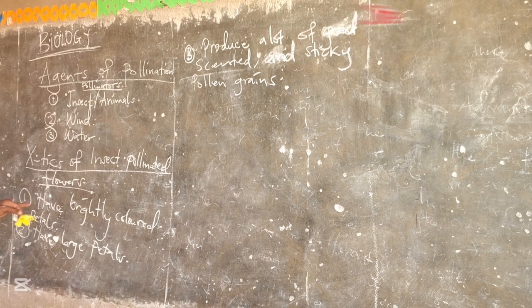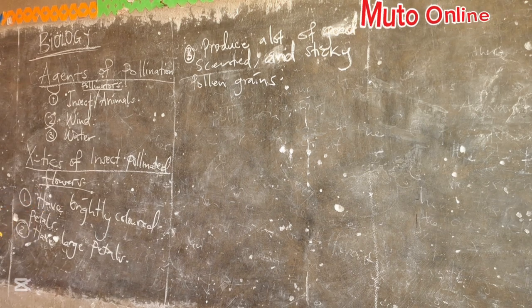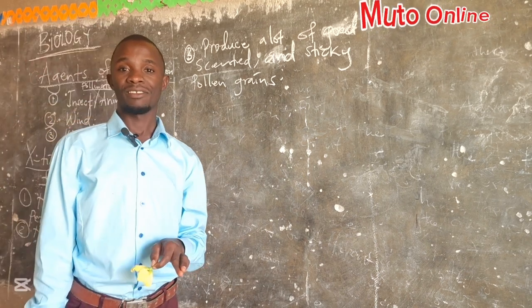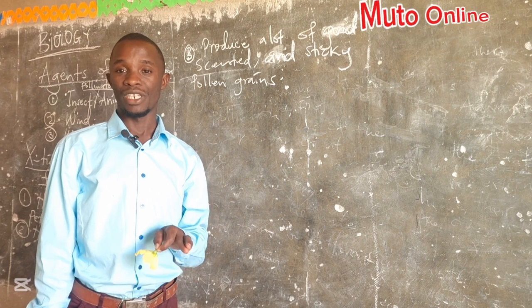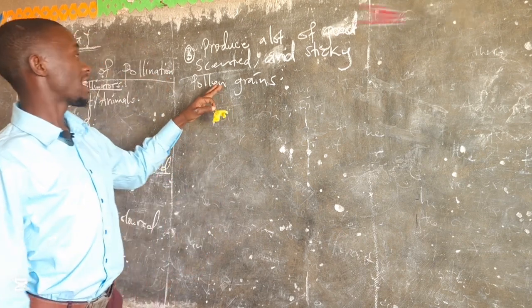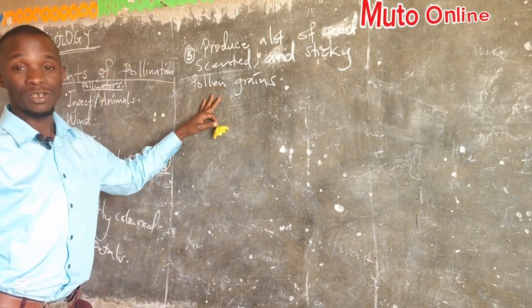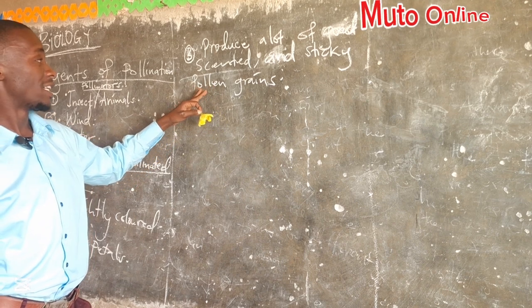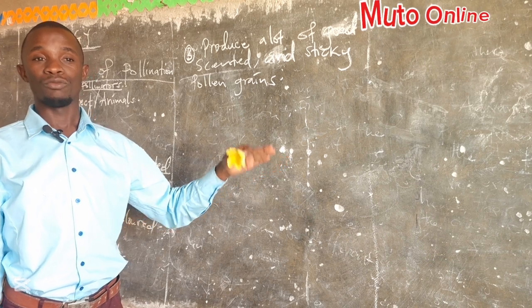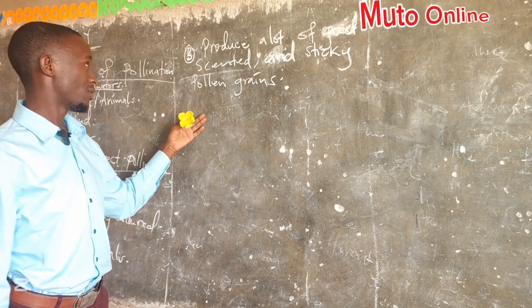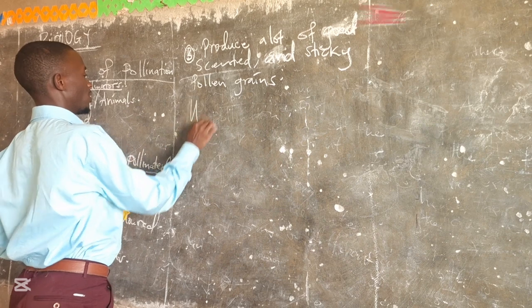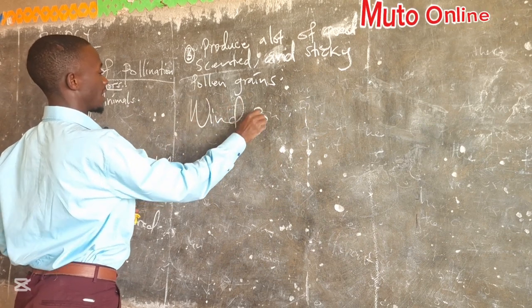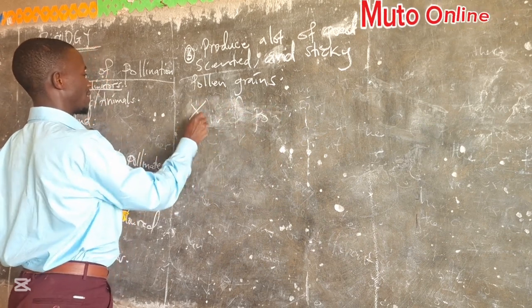So among them, we said they have brightly colored petals, they have large petals, and they produce a lot of scented and sticky pollen grains. We are looking at the agents of pollination. There are many other characteristics, but we give you a start of what you need for you to build up certain information. So we have what we call the characteristics of wind pollinated flowers.